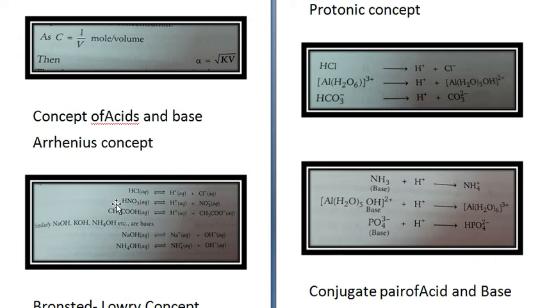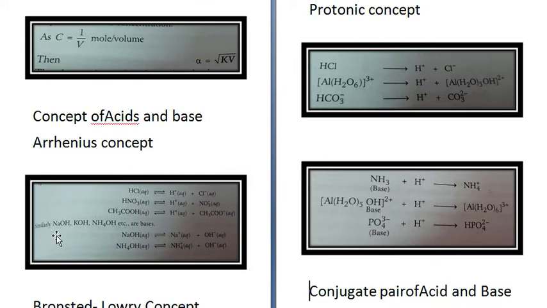An acid is a substance which dissociates into H+ ions in aqueous solution, while a base is a substance which dissociates to give OH- ions in aqueous solution. Like HCl: in aqueous solution it will give you H+ and Cl-. HNO3 will give you H+ and NO3-. CH3COOH will give you H+ and CH3COO-. So all these are acids.